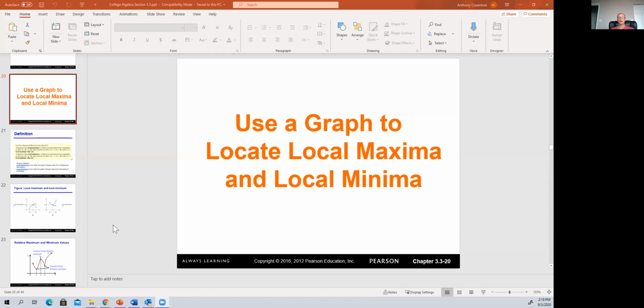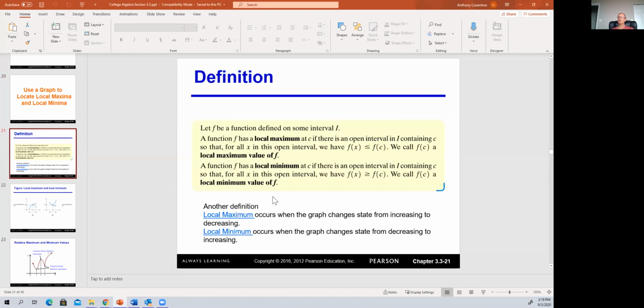Hello, class. Continuing in section 3.3, we are now going to talk about what we are defining as local maximums and local minimums. And then we're going to talk about absolute maxes and absolute mins. So the idea of a local max and local min has a specific definition in math. And the idea is tied to our last concept of increasing and decreasing functions. And so here's the fancy definition of local maxes and local mins.